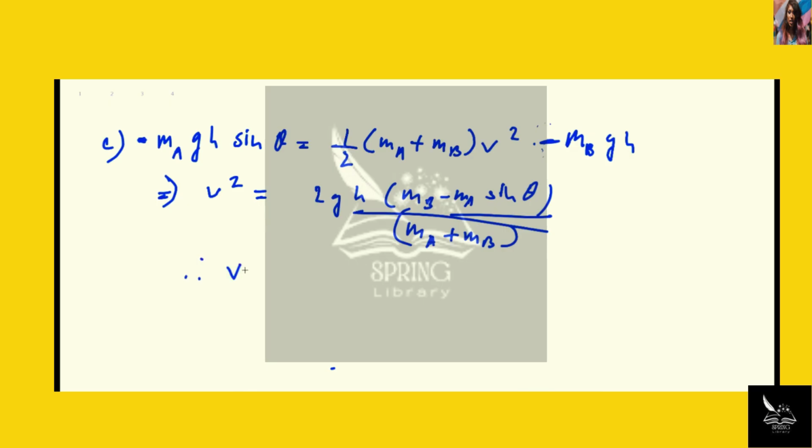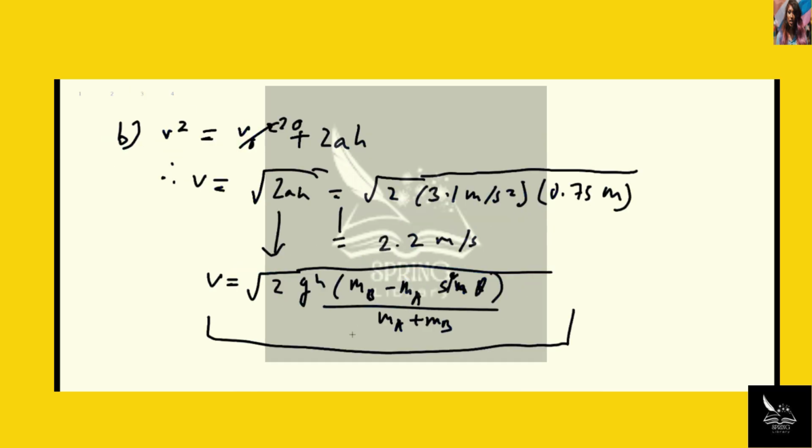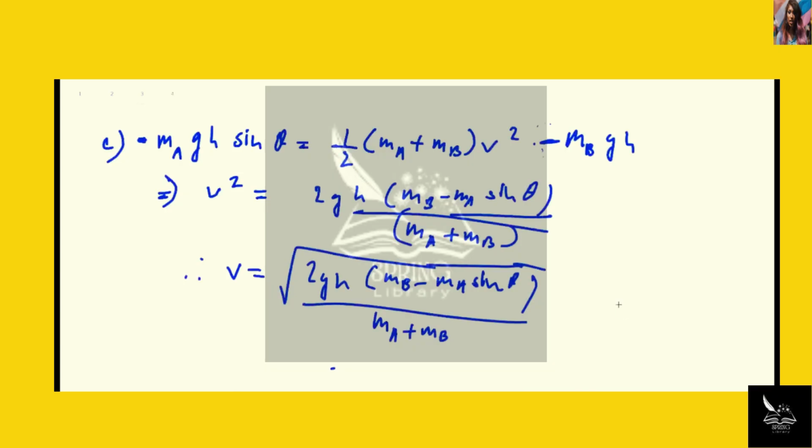Therefore, v is the square root of 2 g h times (m_B minus m_A sine theta) over (m_A plus m_B). And so this is the same exact expression as this right here. Therefore, the velocities will be the exact same.